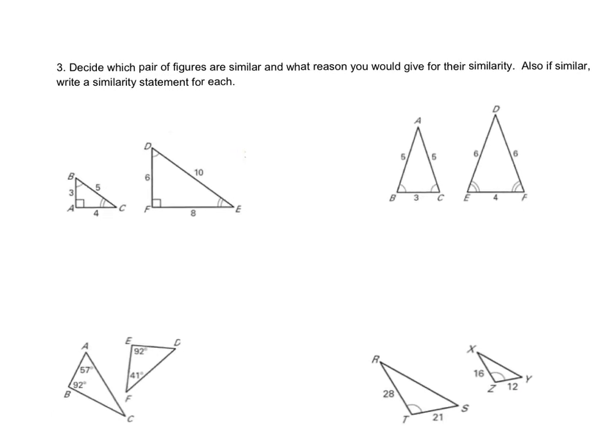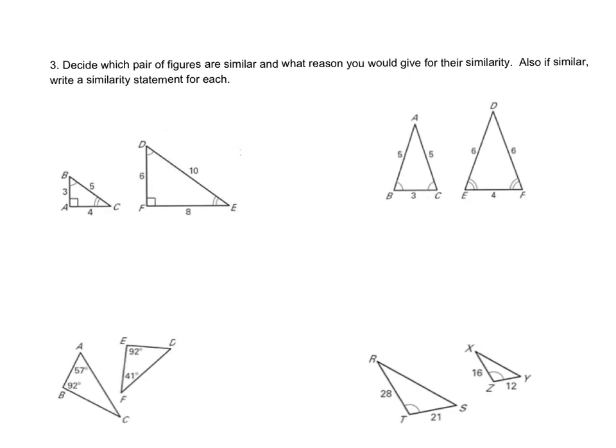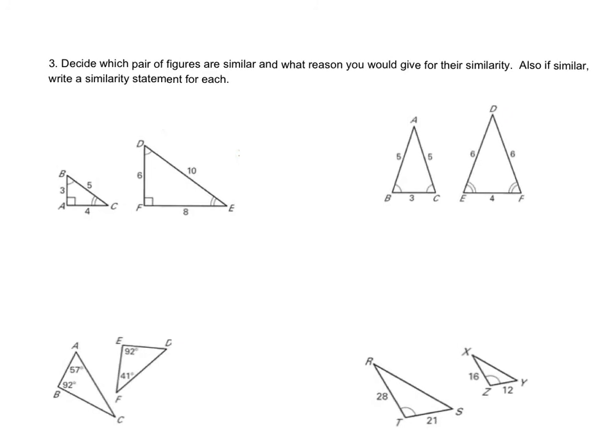Next, we're going to decide whether the pair of figures are similar and what reason we would give for their similarity. Also, if they're similar, we're going to write a similarity statement. So there are 3 ways to show triangles are similar: angle, angle, side, side, side, and side, angle, side.